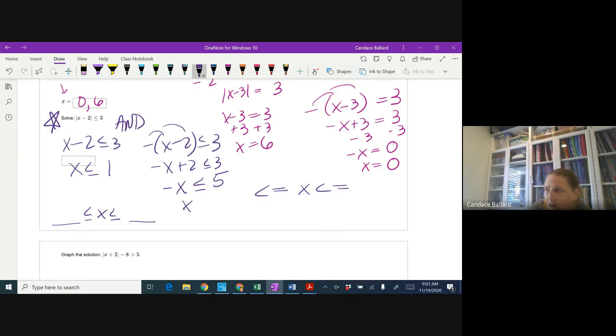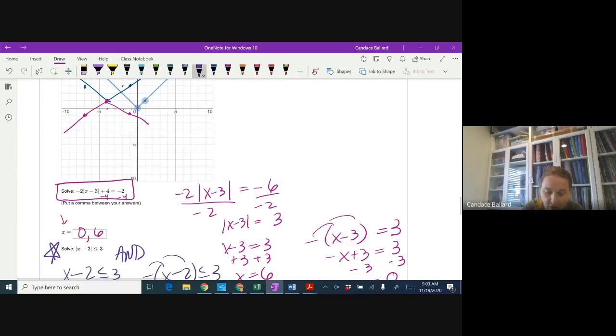And then divide. What happened? What did I do wrong? I didn't add the 2 very well, did I? And then when I subtract, I should get the 1 over here. Mrs. Ballard has a rough day too once in a while. Okay, and then we're going to divide by the negative, which flips the inequality sign. So -1, +5. Good job.